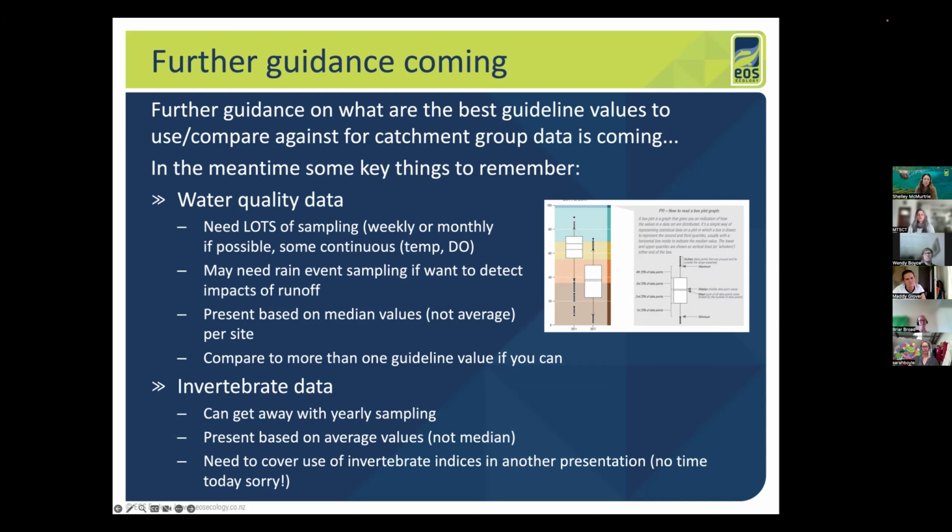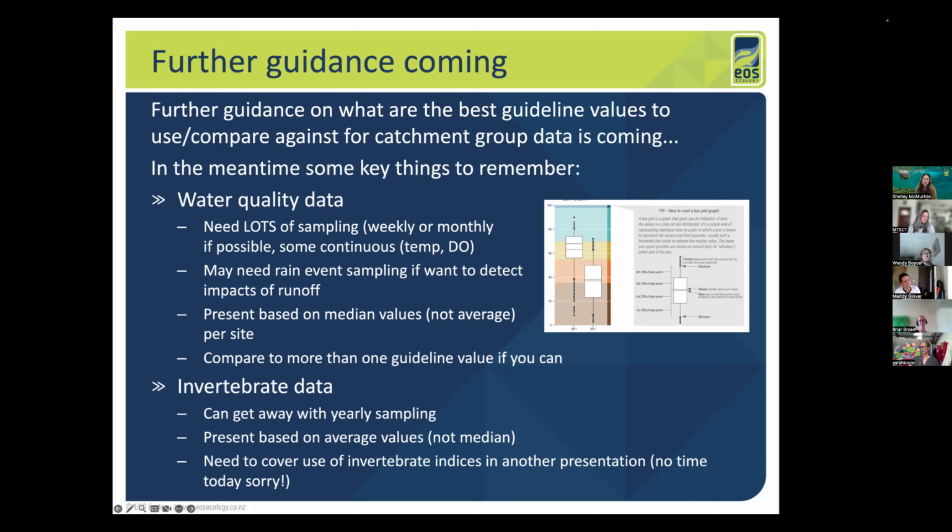But in the meantime, some other things that you can keep in mind, and a lot of you know this already: for your water quality data, you obviously need lots of sampling to build up a really good picture. So certainly monthly, probably at a minimum, if not weekly or more often. But for things like DO and temperature, you really have to have continuous loggers in to build up a picture, because they have such a strong diurnal variation.